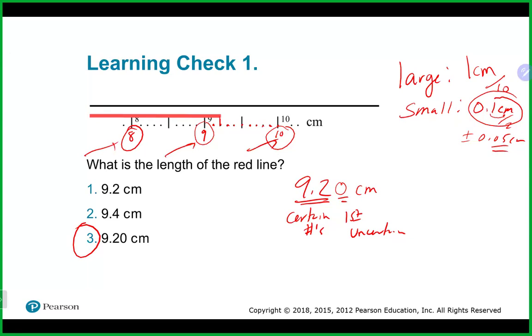And we get that by simply taking two large markings, just pick any two you want, and subtract the difference between them. So for example, this is 10, and this next one to the left is 9. If I subtract that, that's a 1 centimeter difference, right? So that's pretty much how you get that.